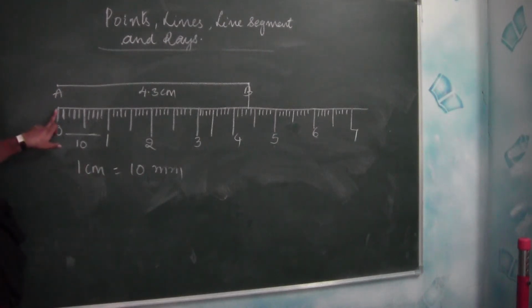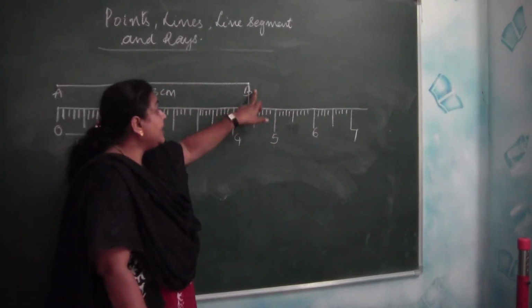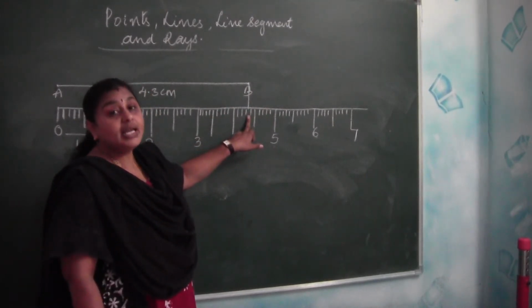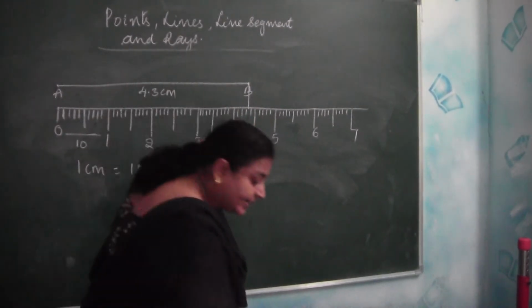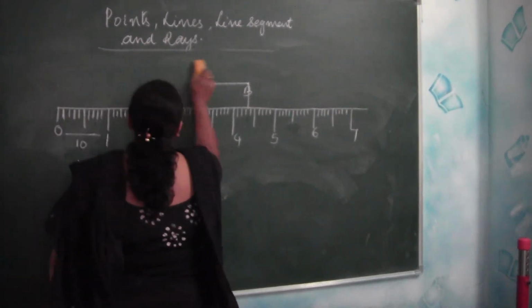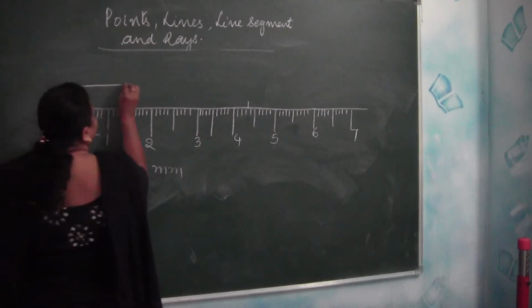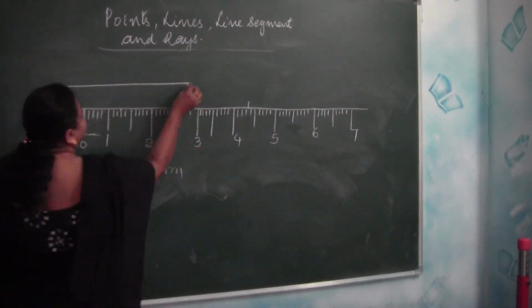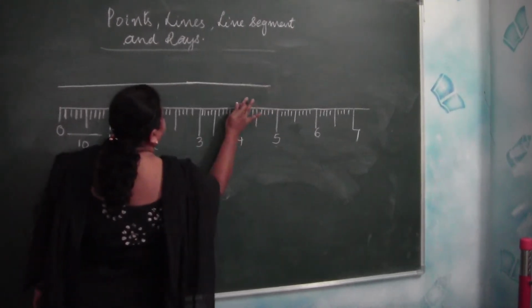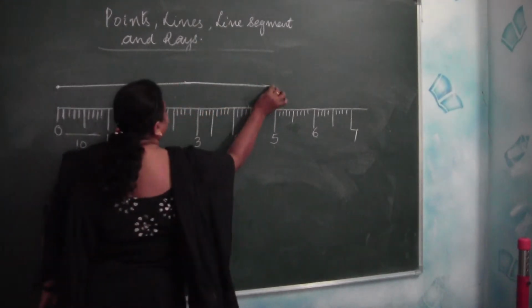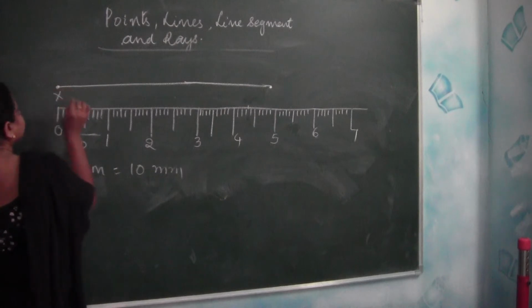This is how we measure the line segment. The starting point of the scale should be on the starting point of the line segment, and see which measurement the ending point shows on the scale. Got it? Now let us take another line segment. Now this is a line segment that has both starting and ending points, X and Y.